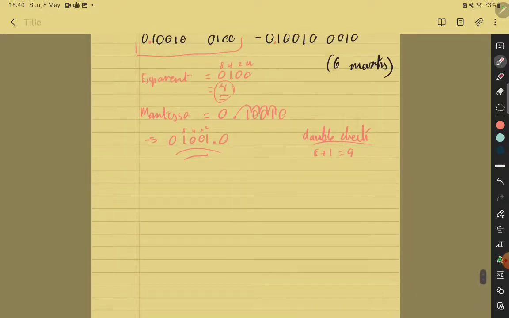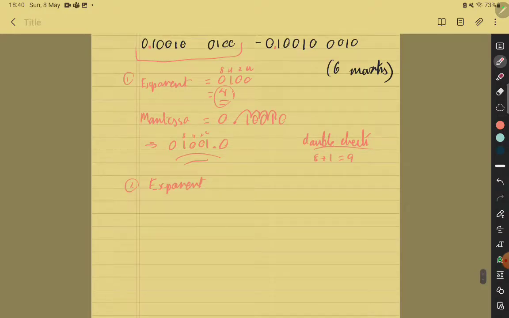Now number 2. That's 0, 1, 0. The exponent is 0, 0, 1, 0. Units, 2's, 4's, 8's. We see that there's only 1, 2, so the exponent is equal to 2.